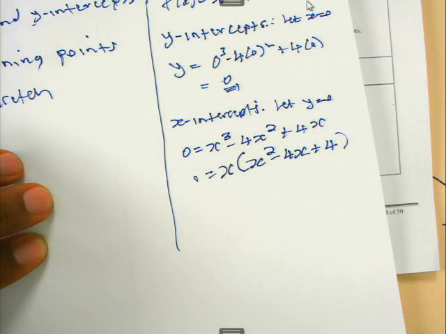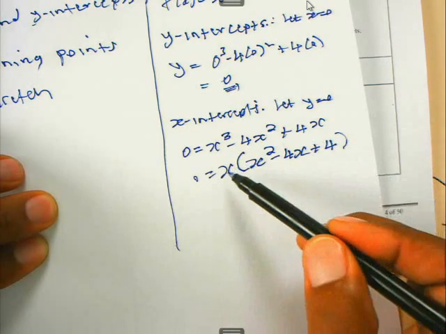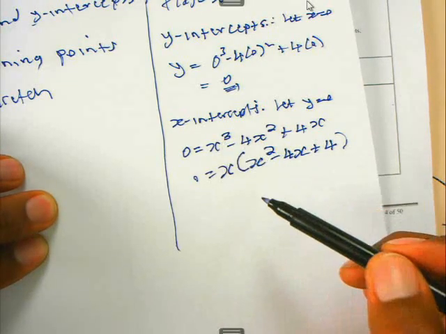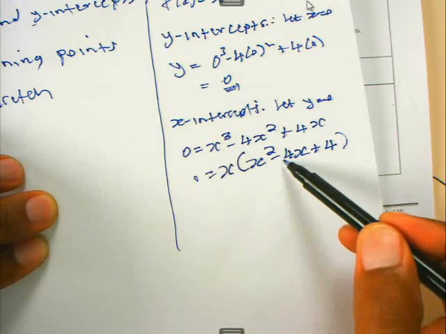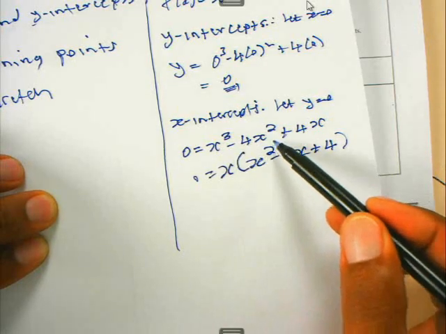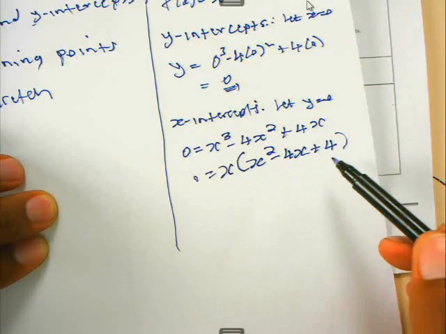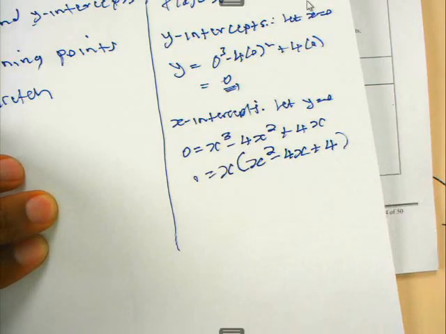Please, boys and girls, it's very important. Immediately once you have taken out the common factor, multiply back to check: x times x squared should give you x to the power of 3, x multiplied by minus 4x should give you minus 4x squared, and x multiplied by positive 4 must give you positive 4x.